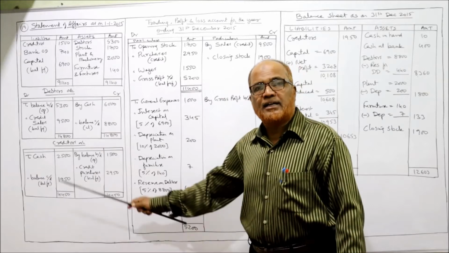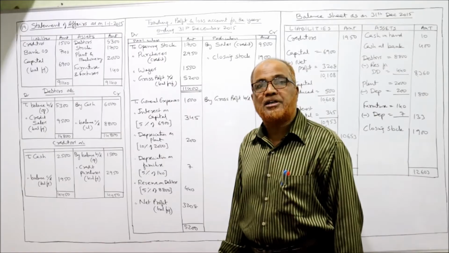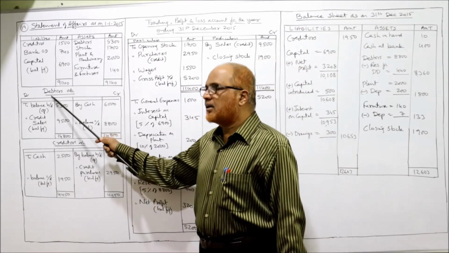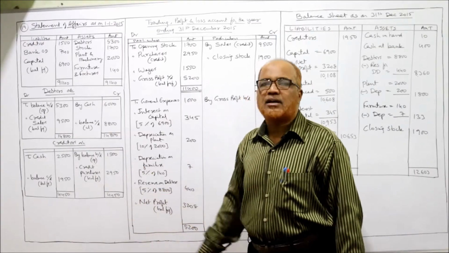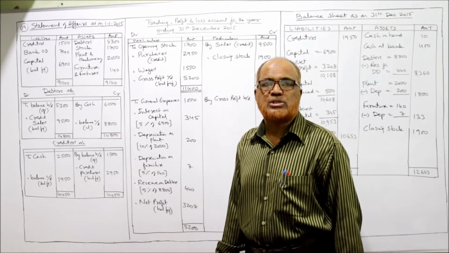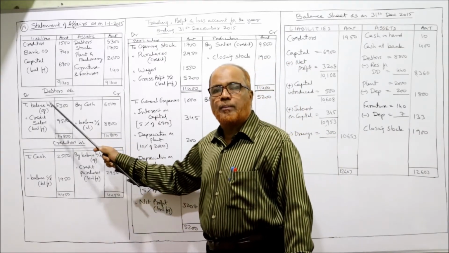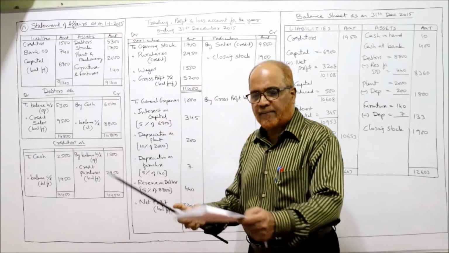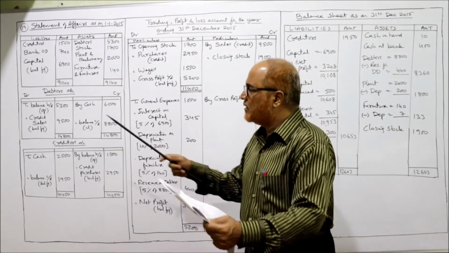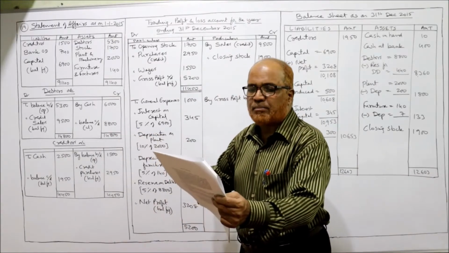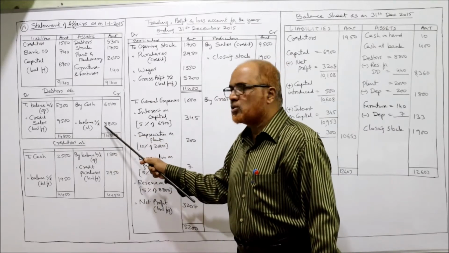Now we make the debtors account and creditors account to find out credit sales and credit purchases. By making the debtors account we can get credit sales, and by making the creditors account we get credit purchases. First of all, we should take the opening and closing balances. Debtors: opening balance on the debit side, closing balance on the credit side. Here in the problem it is given debtors on 1st January 5,300, and on 31st December 8,800. So opening balance, closing balance.